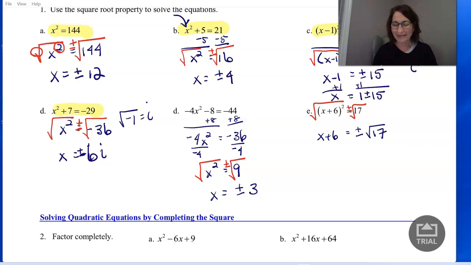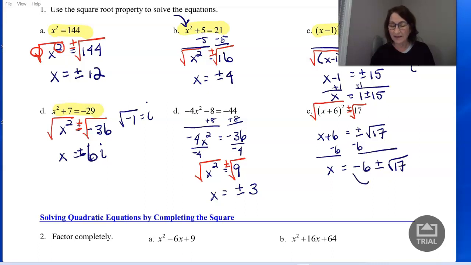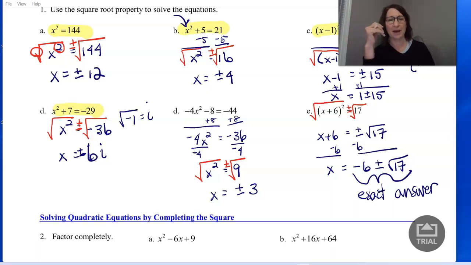Then I subtract 6 from both sides of my equation. And so I'm left with x is equal to negative 6 plus or minus the square root of 17. This is referred to as an exact answer. I don't have to go any further. I just stop right there. Okay? All right. So now, that's applying the square root property when everything is working out just beautiful. But it doesn't always work out like that.